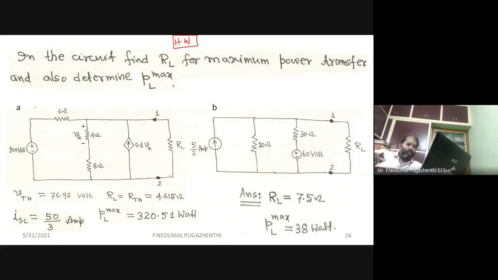The first two problems are again simple. This is again an independent source alone. This one is having a dependent source. So work on these two and tell me whether you are able to get those answers. Okay, I have given you that.